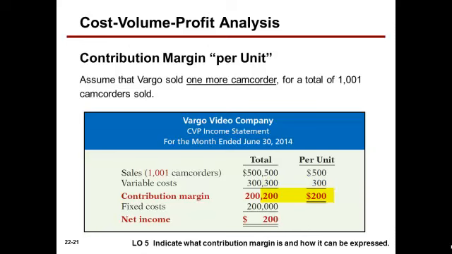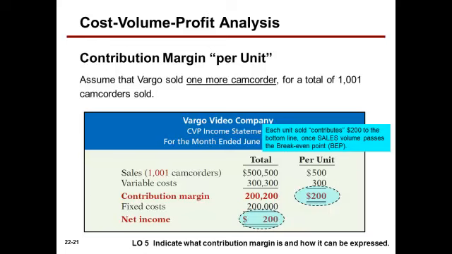What's the dynamic that's operating here? We sold one unit beyond our break-even point. That one unit, selling for $500, costing us $300, gave us a contribution margin of $200 per product. That one extra product drops right to the bottom line, net income, $200. Each unit sold contributes $200 to the bottom line once sales volume passes the break-even point, known as the BEP.